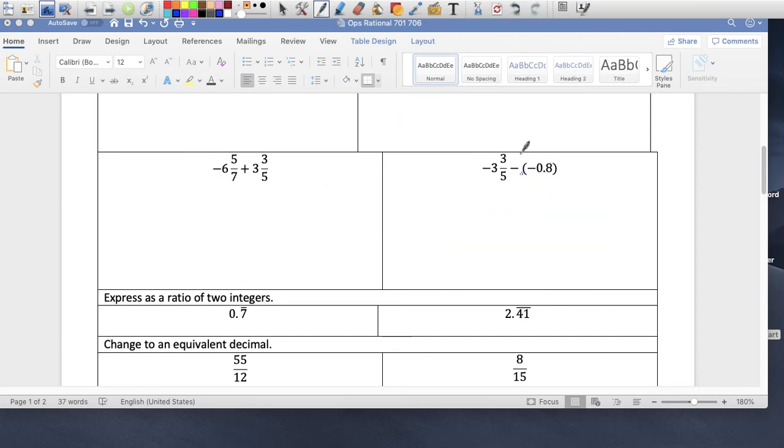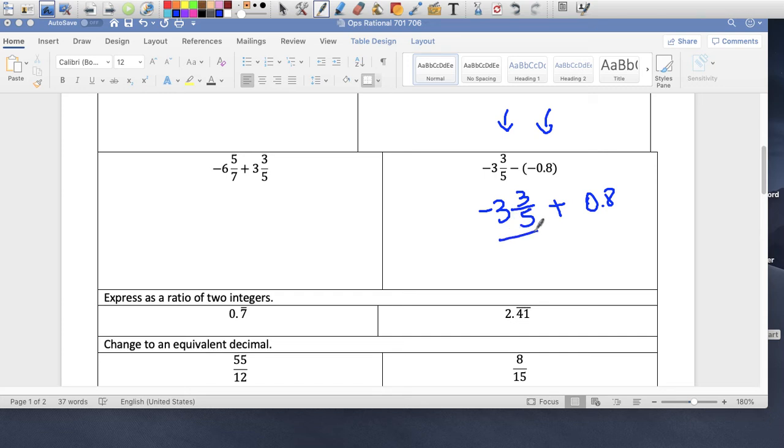Likewise, the other one is the same, but I'm going to make a few changes here, because one is a decimal and the other one's a fraction. I prefer to change it to a decimal. You can change it to a fraction, but I think the decimal is much easier. So the first thing I'm going to do is change this subtraction problem to an addition problem. So I'm going to write negative 3 and 3/5. Then I change subtraction to addition, and I change this to its additive inverse, which is 0.8.